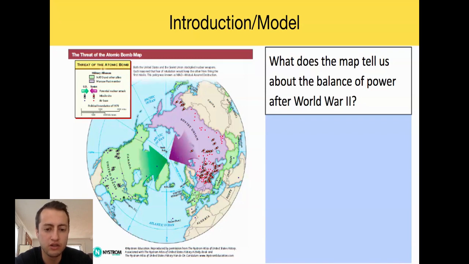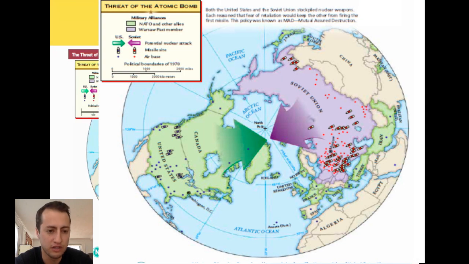Another thing they can notice is that it's Eastern Hemisphere versus Western Hemisphere. Also, they should be able to see NATO versus the Warsaw Pact. So some students might be like, okay, well, Warsaw Pact had to do with the Soviet Union, NATO had to do with the United States.